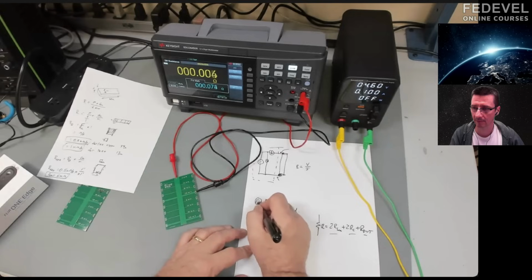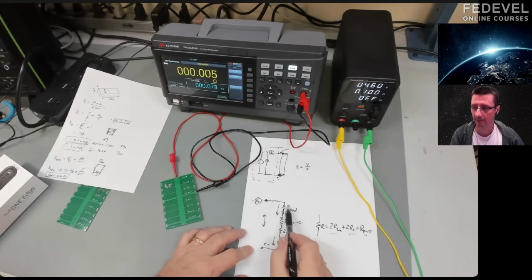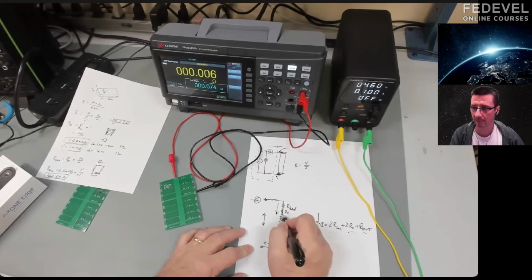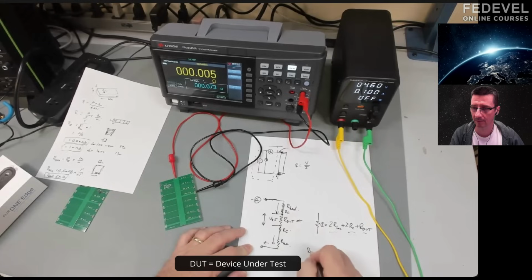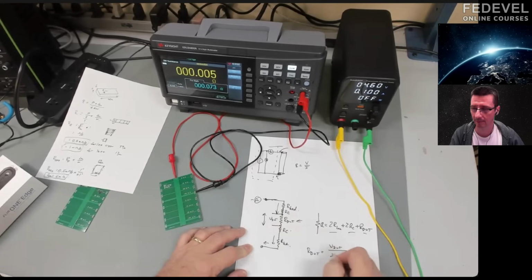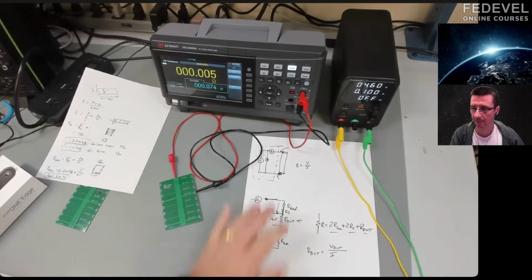So if we measure the current here, we know the current that goes through all of these and the current through the dot. But I want to come over here and I want to measure the voltage just across the dot. And now the resistance of the dot is going to be the voltage across the dot divided by the current through it. And that's what the 4-wire does.